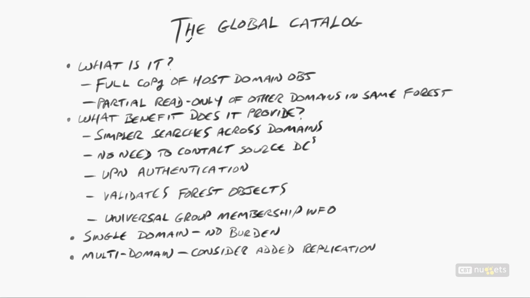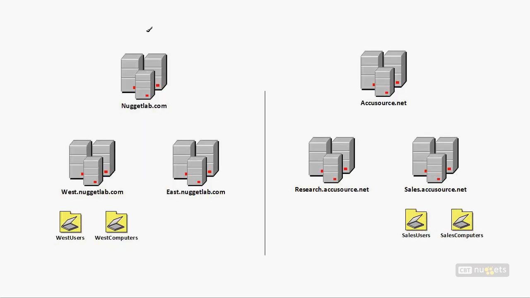Now, I've talked about global catalogs a few different times here, and I want to get specific about what this actually is and what benefit it provides. First of all, as I said before, it's a full copy of the host domain's objects. So if we have a multiple domain environment here, for example, let's just take this half of the diagram. If I've got nuggetlab.com, then the global catalog contains all of nuggetlab.com's objects in full. If that's the only domain I've got in the entire forest, then that's really the end of the story, and there's really nothing else to it.